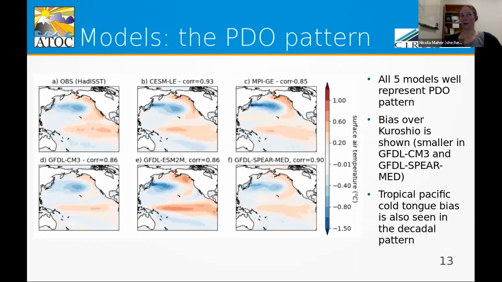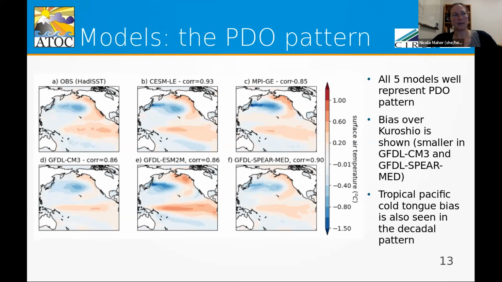We also want to know whether the models can represent the PDO correctly. And here I show basically a very similar figure comparing observations with the models. And we find that indeed that horseshoe pattern of the PDO can be found in all of the models. The correlations are again really high for all of the models, and highest for CESM and GFDL SPEAR-MED.